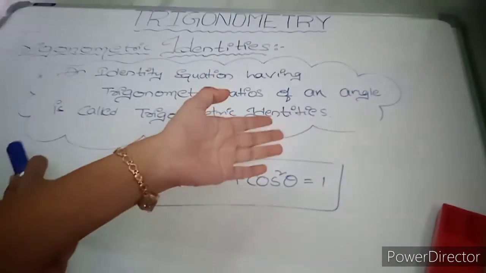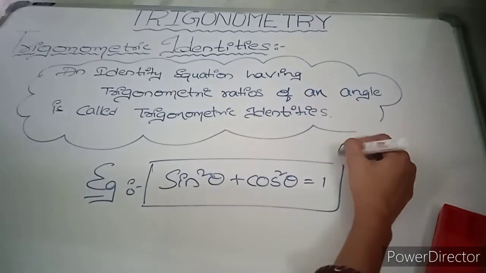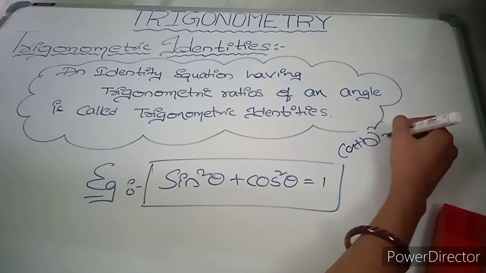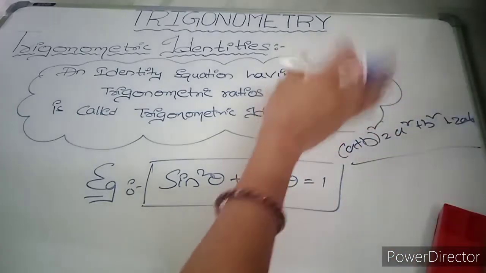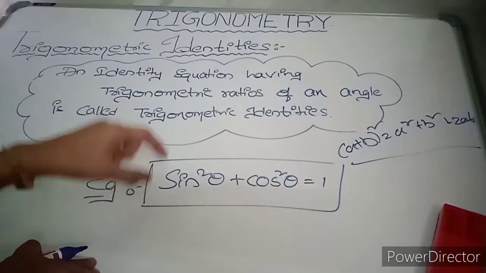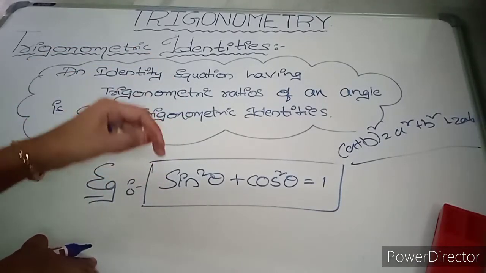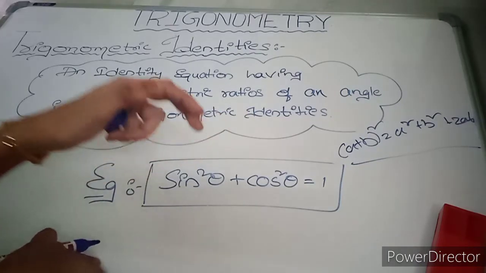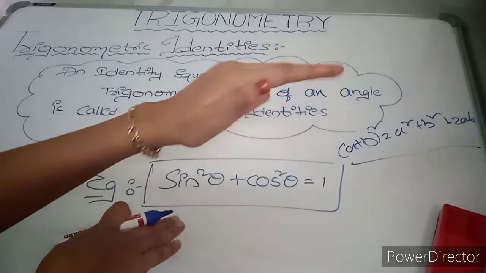Before this, what did I say an identity means? An example of an identity is a plus b whole square is equal to a square plus b square plus 2ab. It is an identity. But this one is a trigonometric identity because it holds trigonometric ratios of an angle. So it is known as a trigonometric identity: sine square theta plus cos square theta is equal to 1.